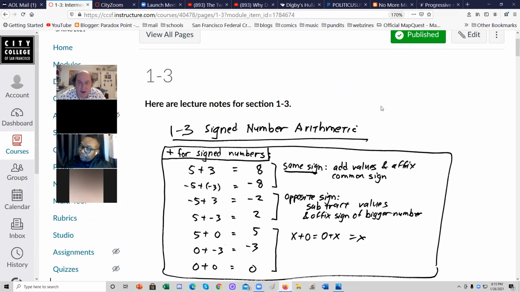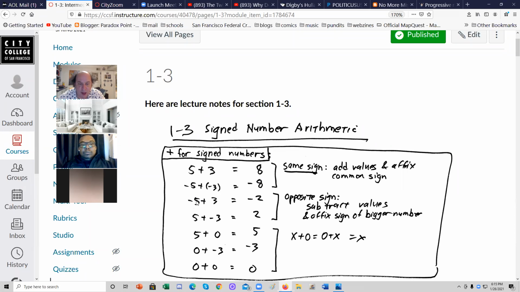Signed number arithmetic. So we'll be adding, subtracting, multiplying, and dividing signed numbers. That'll be plus, minus, and 0, of course. Now for adding signed numbers, let's add signed 5 and 3, and also with 0. Here we have 5 plus 3 is 8, and minus 5 plus minus 3 is minus 8. These have the same sign, so they pull in the same direction. So you add the absolute values and affix the common sign. 5 plus 3 is positive 8, negative 5 plus negative 3 is negative 8.